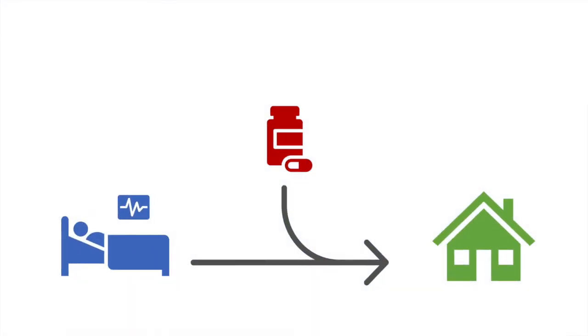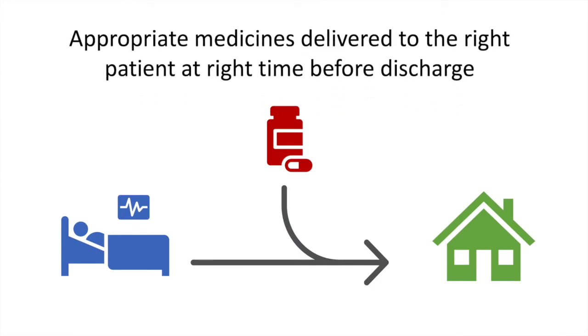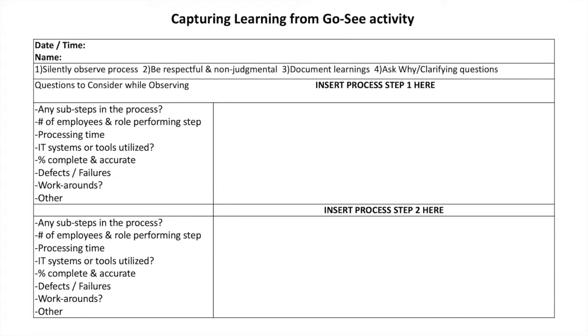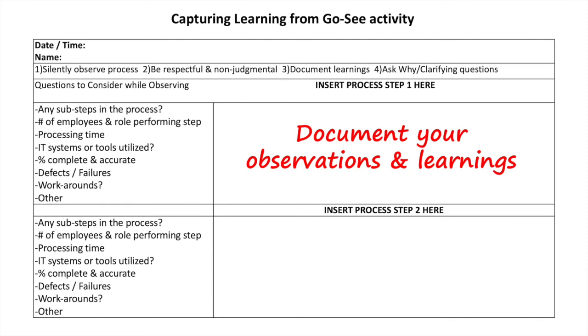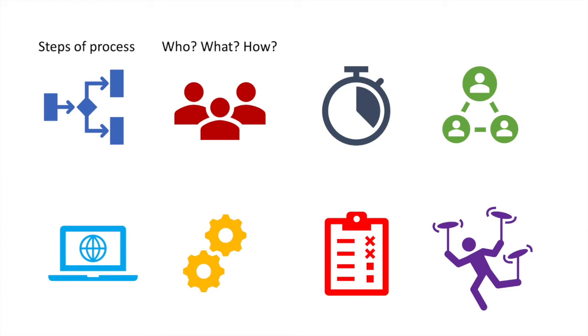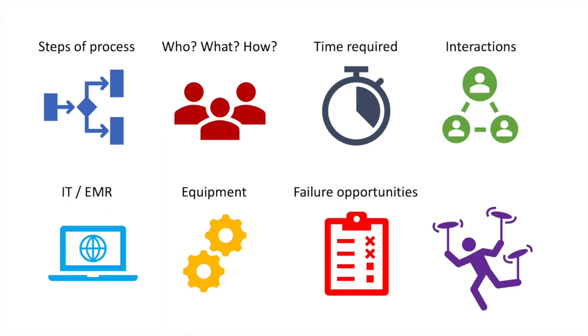Let's take an example. You are observing how home medications are provided to patients at time of discharge. Our Go See template provides a guide for documenting your learning. Depending on the process and environment, you may focus on a particular aspect of observations more than the other, but keep your eyes and mind open. Here you may learn the steps involved in the process, who does what and how much time each step takes, the interactions between people, technology, and their equipment, opportunities for errors or failures, reasons for failures and their frequency, reliability of the process, or workarounds.